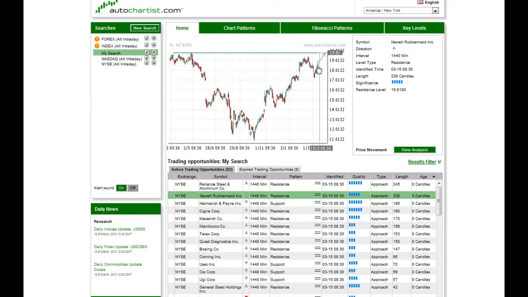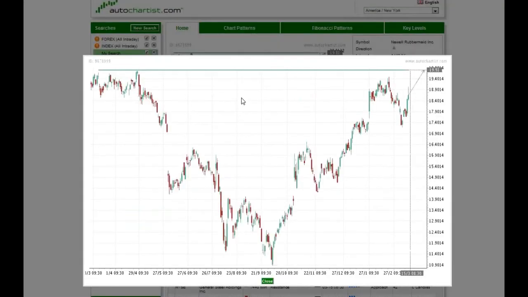And now Autochartist is saying to you that it hasn't yet broken through support or resistance, right? It hasn't broken through this resistance level at 19.81, but certainly the price is heading towards that level. So again, let me make that slightly bigger. What are you going to do as a trader here? Potentially, you could do one of two things.